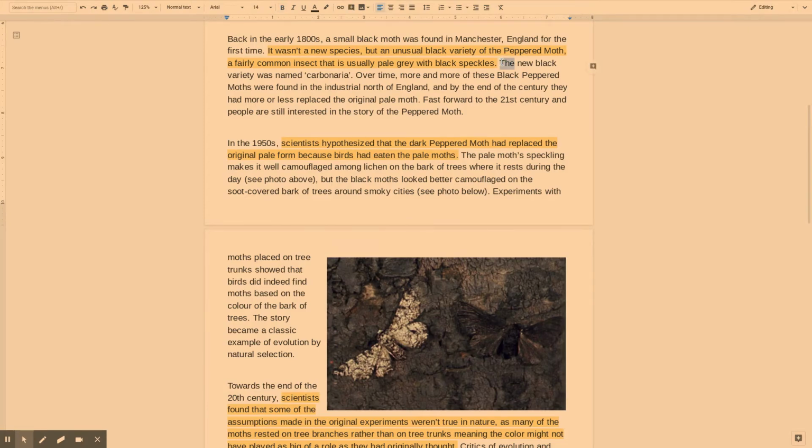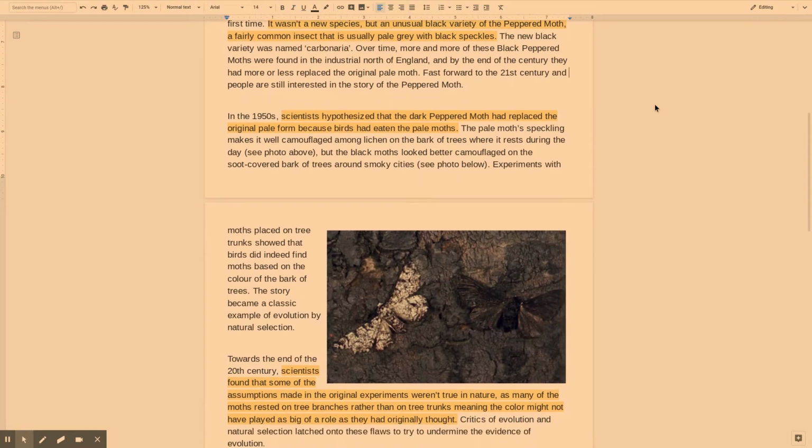The new black variety was named Carbonaria. Over time, more and more of these black peppered moths were found in the industrial north of England, and by the end of the century, they had more or less replaced the original pale moth. Fast forward to the 21st century, and people are still interested in the story of the peppered moth.